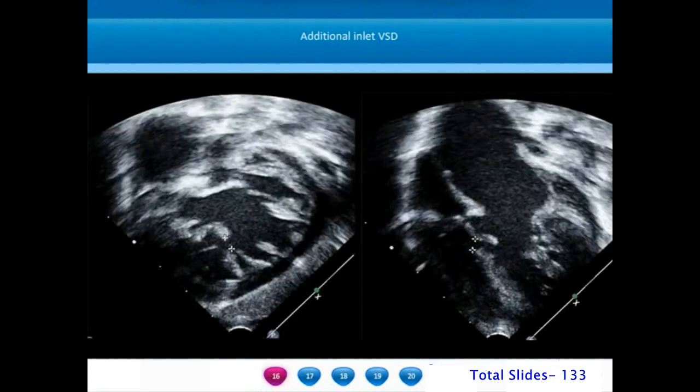On these two still frames, we again show that additional inlet ventricular septal defect. On the left, you see the subxiphoid short axis view, and on the right, you see the apical four-chamber view. Both demonstrate an inlet muscular ventricular septal defect.